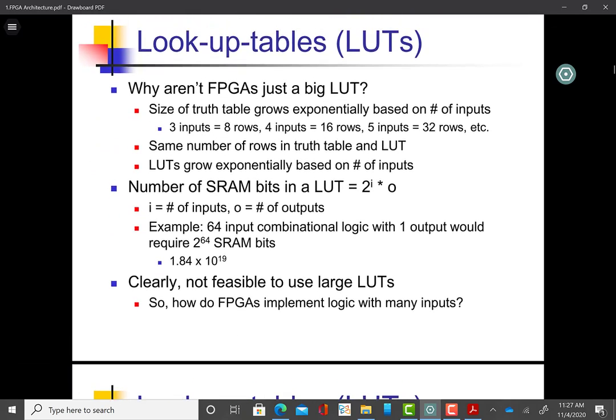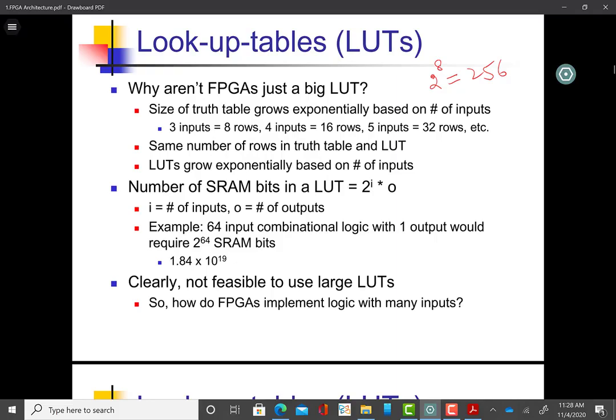So here are some questions. Why aren't FPGAs just a big lookup table? So you see, the number of SRAM cells is directly proportional to the number of inputs. If we have 8 inputs, we will need 256 SRAM cells, and then we will need a 256 cross 1 mux inside it. So it becomes huge. Okay, so that's why it's not good to use a large mux.